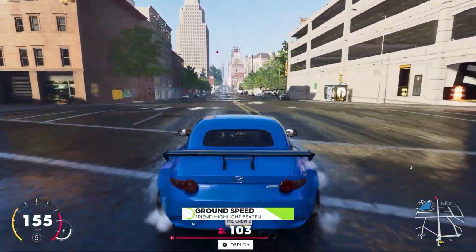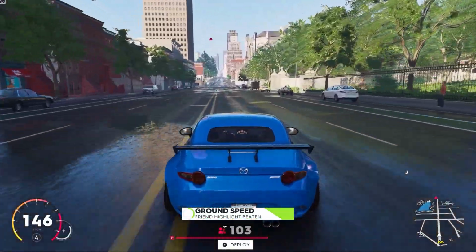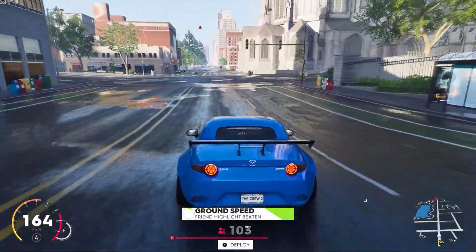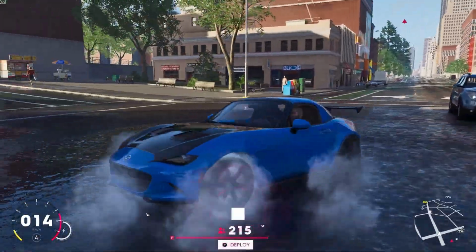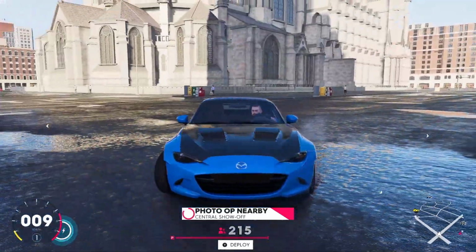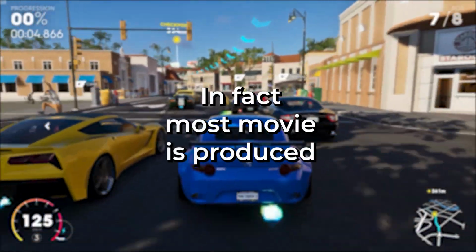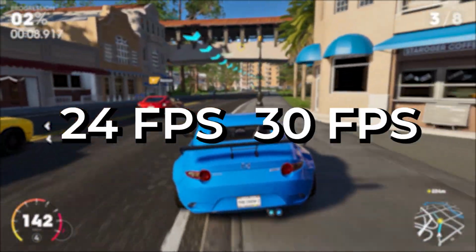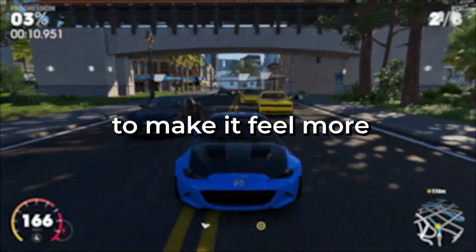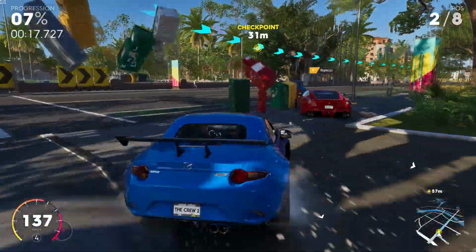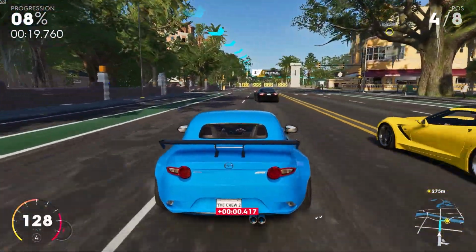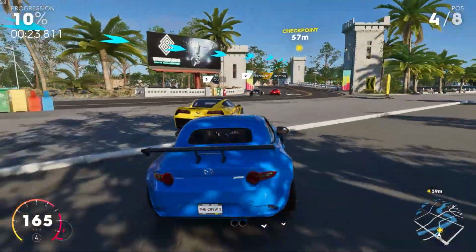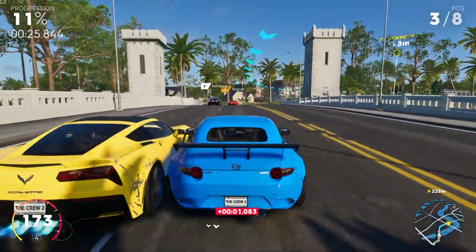And so we can say that 60 frames per second, although very desirable and a very enjoyable experience in a video game, as we all know, may not be the case for something like a movie. In fact, most movies are produced and displayed at either 24 or 30 frames per second to make it feel more cinematic. So then, why don't video games set the same standard? Like, set it at 24 or 30 rather than 60 frames per second.